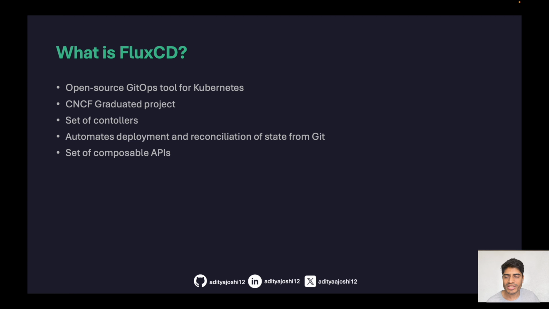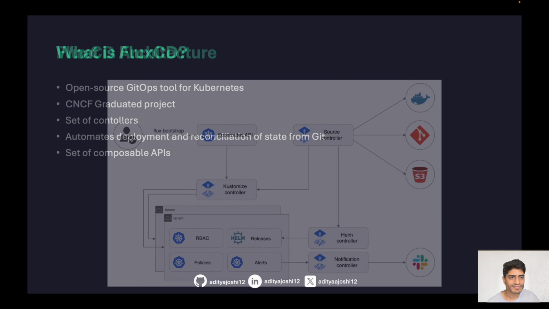Like the source controller is basically used for tracking changes in the source. It can be Git, it can be a Helm repository, it can be a container registry, or it can be a registry bucket as well, right? And then these controllers are going to always reconcile what we have defined in Git versus what we have actually in the cluster. Now, Flux exposes a set of composable APIs, which means that you can anytime use those composable APIs to manage the resources for yourself in the cluster.